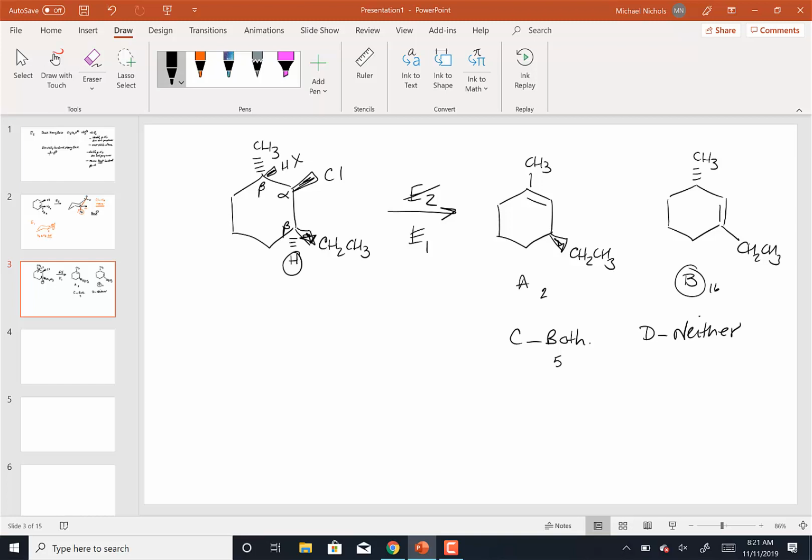A, B, both, neither. So if I change this to E1, what is the major product of the reaction? A, B, both of them, or neither of them? If it's E1.